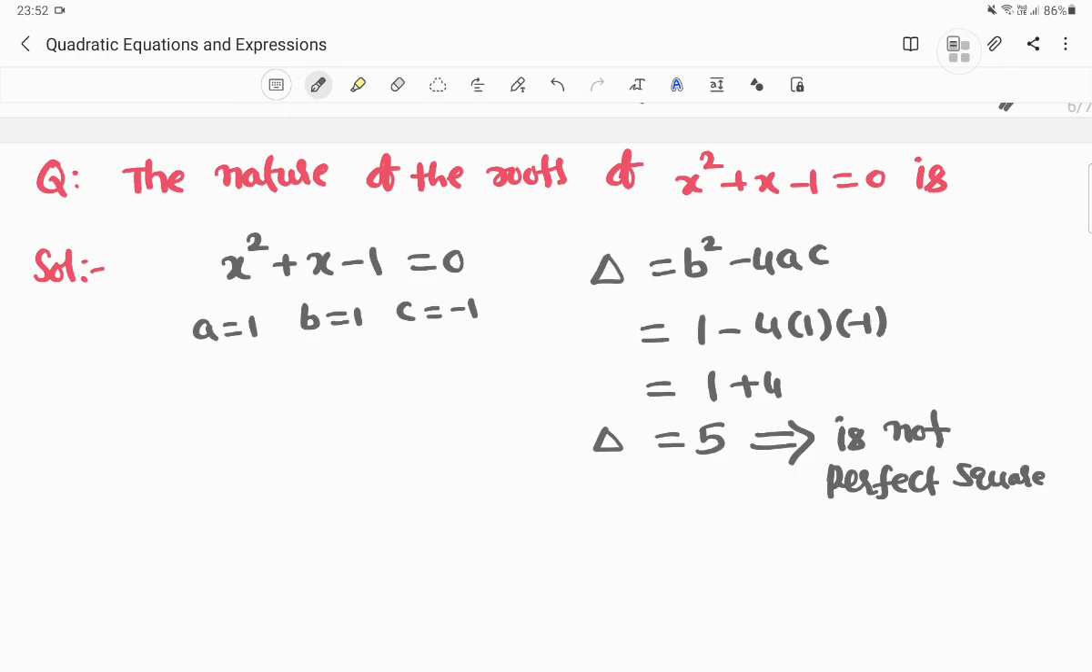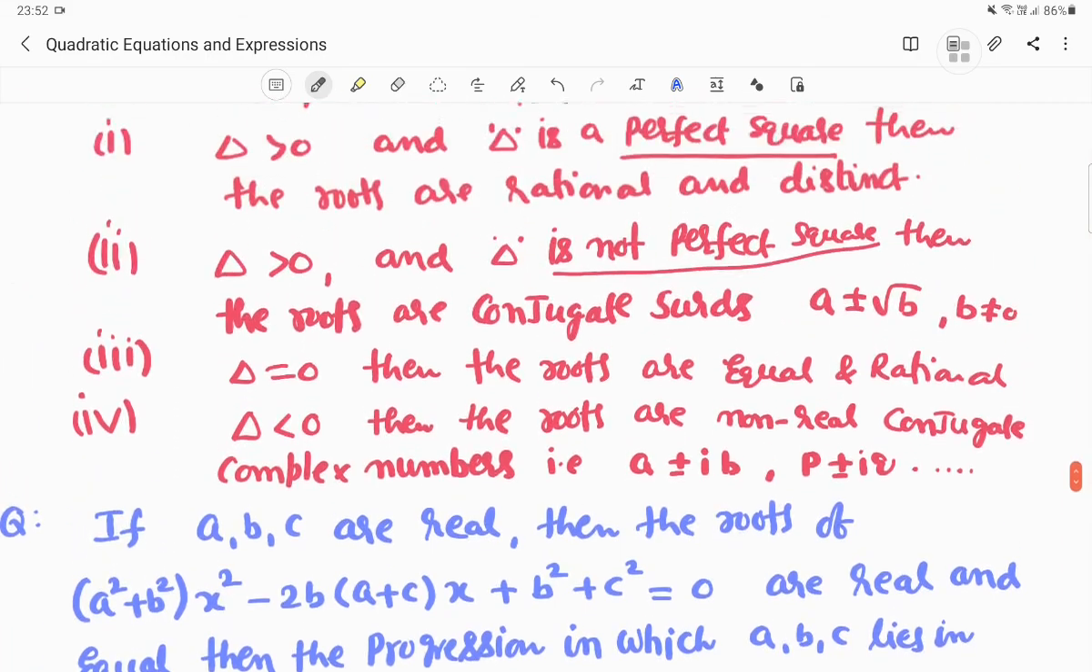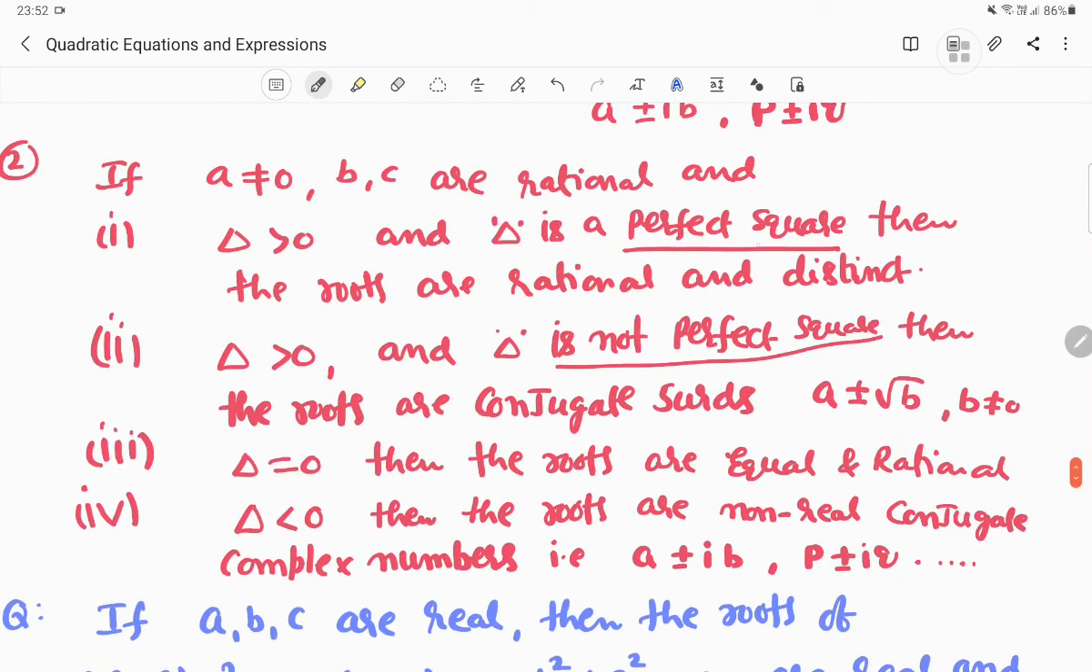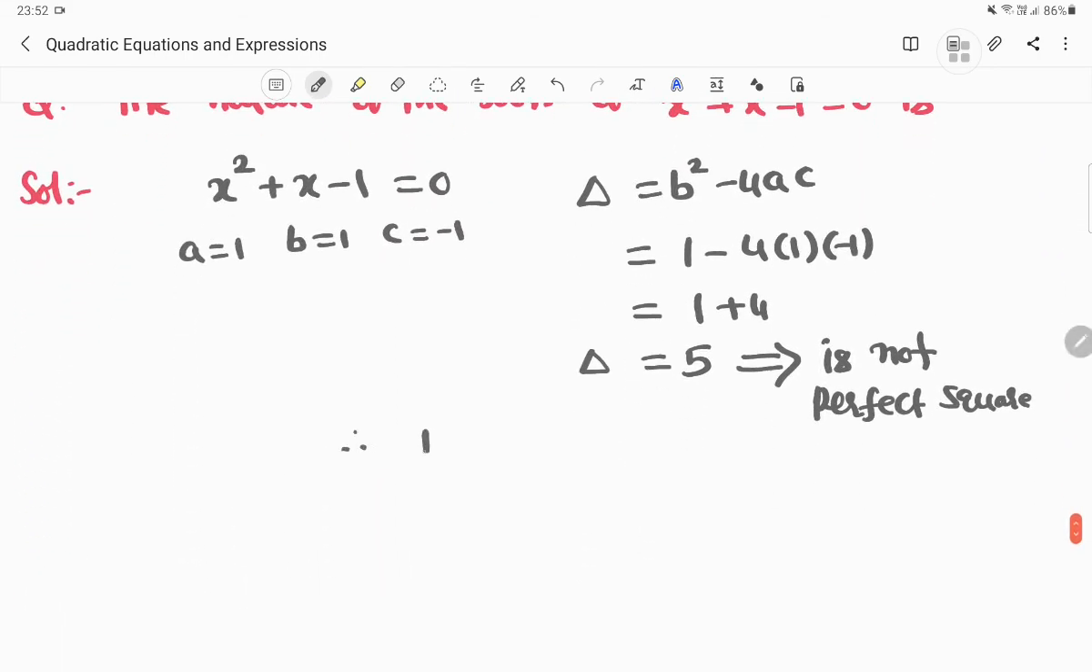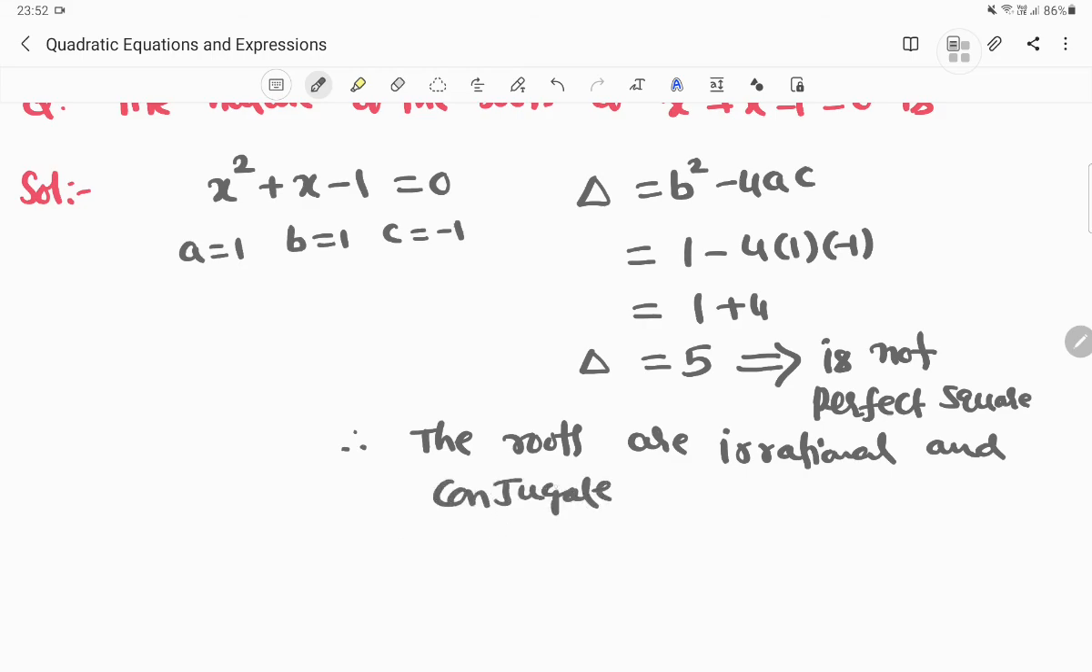Whenever delta is not a perfect square, then the roots are conjugate surds, irrational conjugate surds. So therefore, conclusion, the roots are irrational. Irrational means like a ± √b, irrational and conjugate surds. So this is the way you have to give the conclusion.